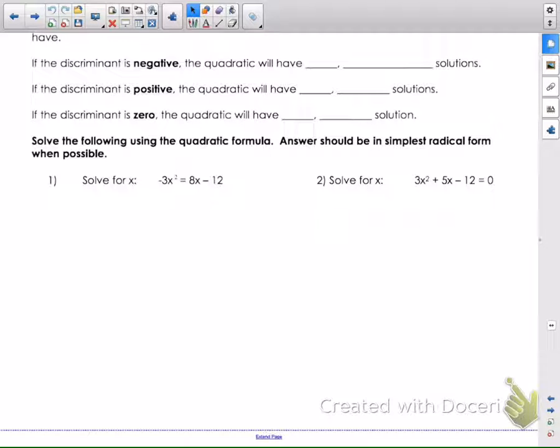Before you finish solving, take a look at the discriminant and remember what we just said. Tell me whether it will have 2 imaginary solutions, which we would call no solution, whether it would have 2 real solutions, or 1 real solution.